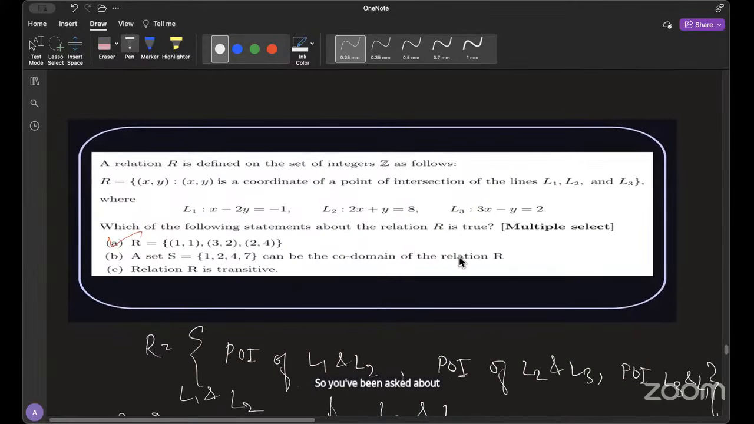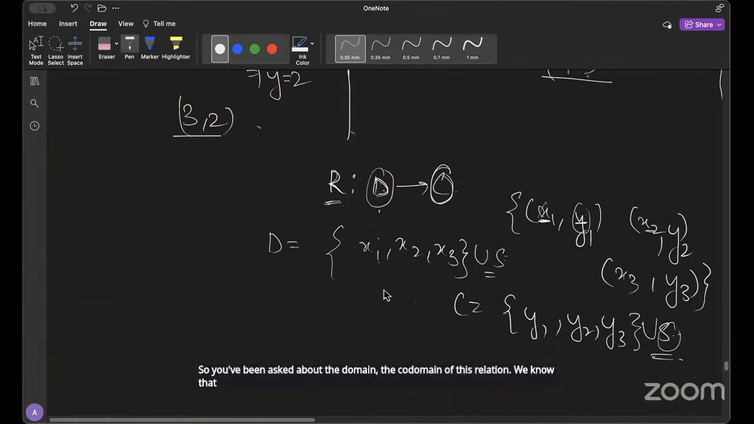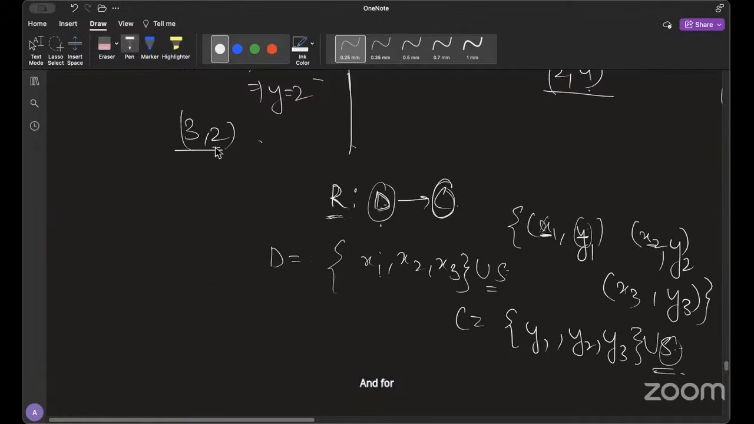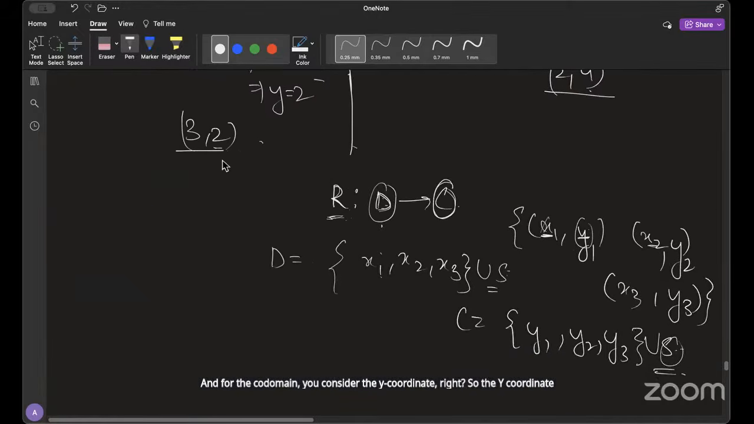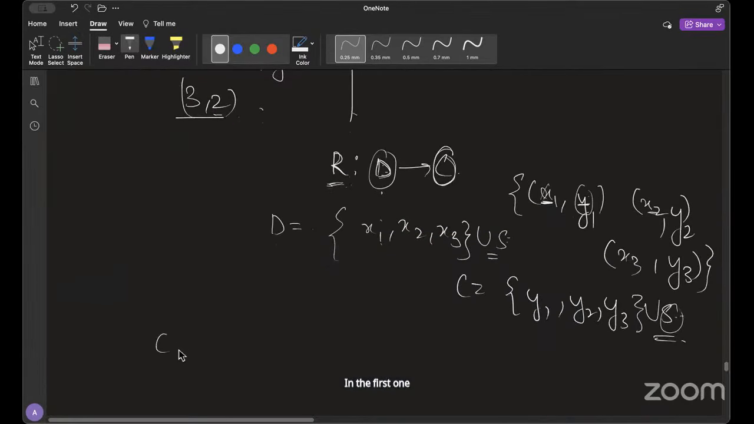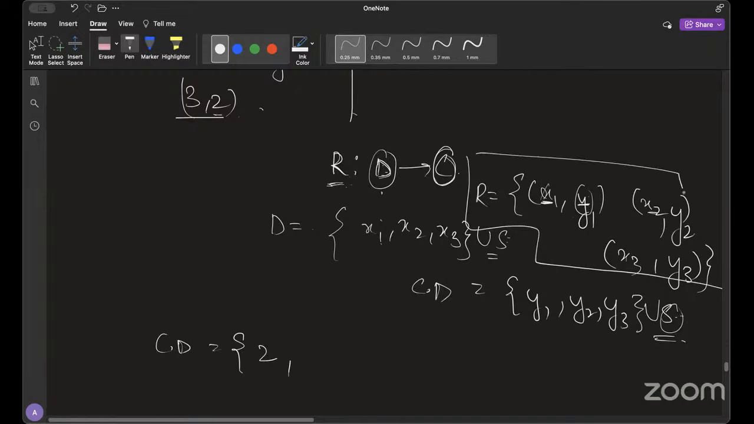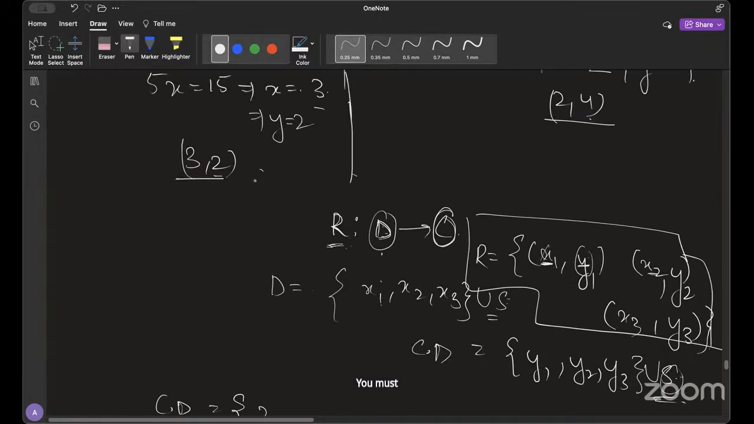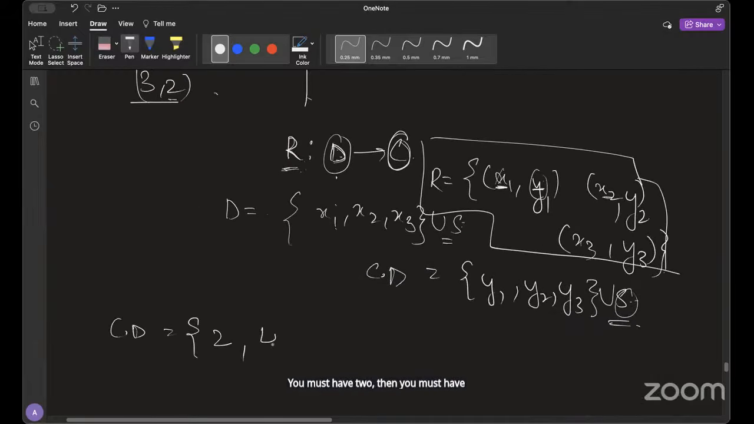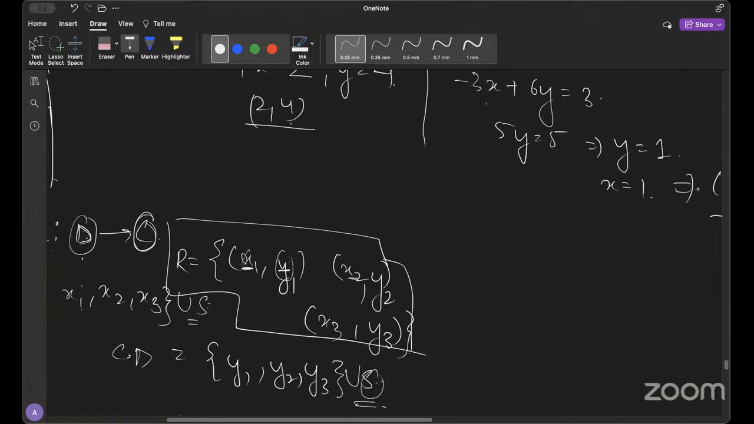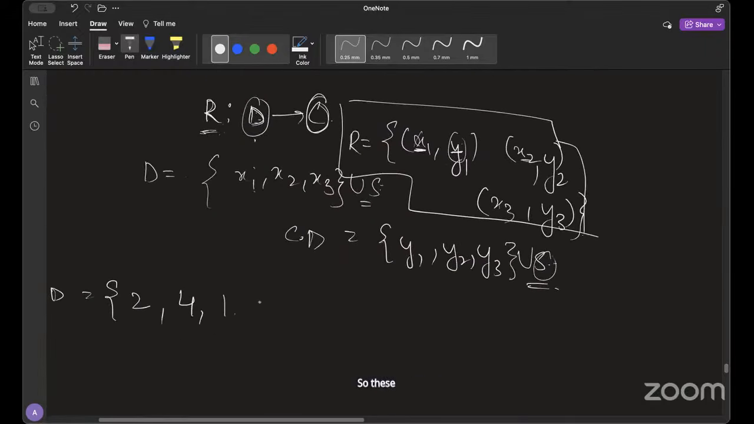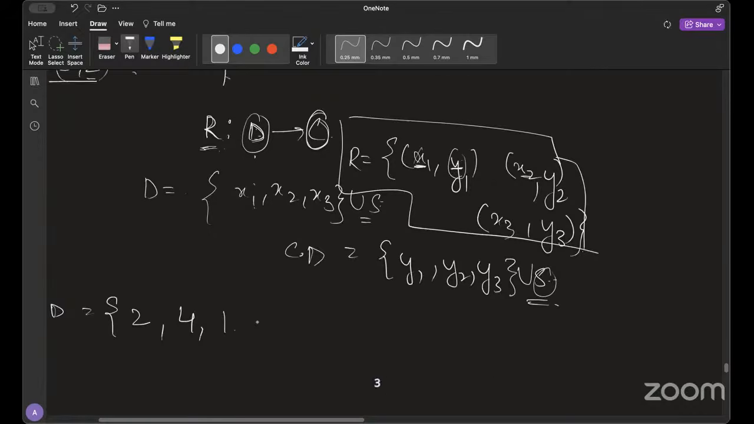So you've been asked about the domain and the codomain of this relation. We know that this relation has 3 points. For the codomain, you consider the y coordinate. So the y coordinates here are, in the first one, 2, so in your codomain you must have 2. Then you must have 4 as well, and then you must have 1. These points should be there, and other than these 3 points, you can have other points too.